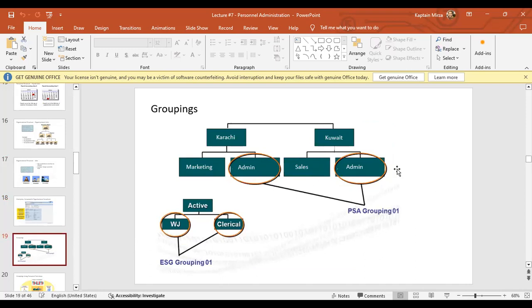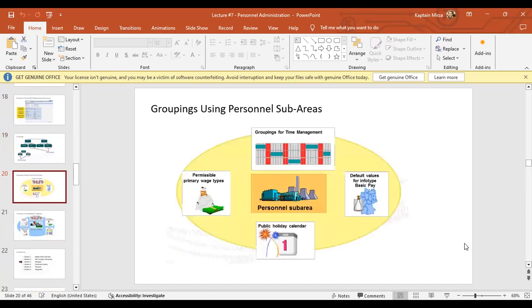Groupings. Now, groupings, as I told you, some employees will be paid on 10th, some employees will be paid on 30th. So we will need some groupings. Employee subgroups, personnel sub areas grouping. And based on that, of course, we will separate some areas of our employees.